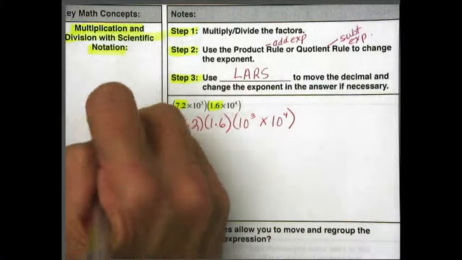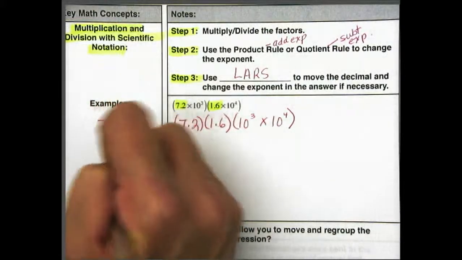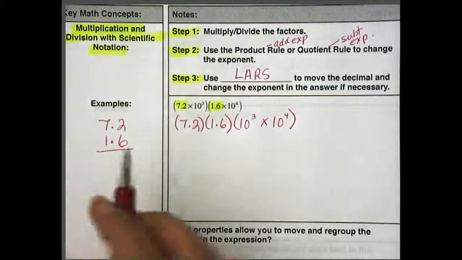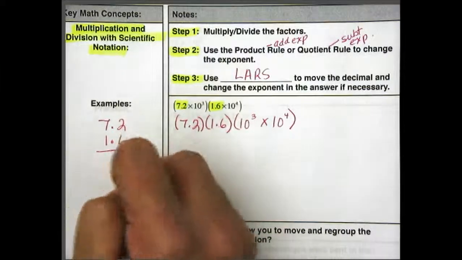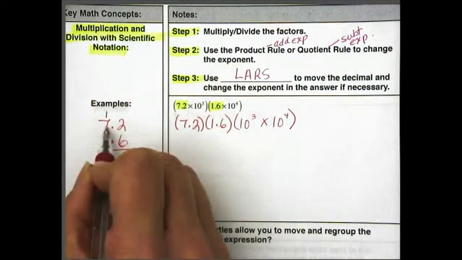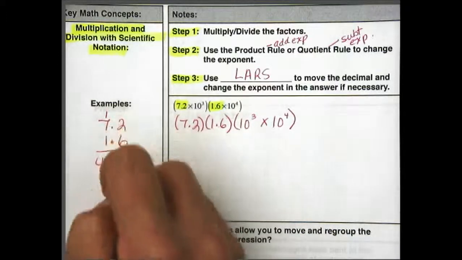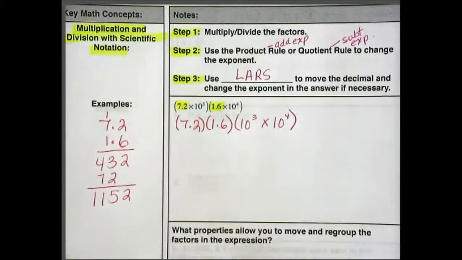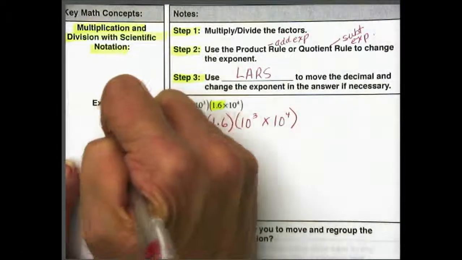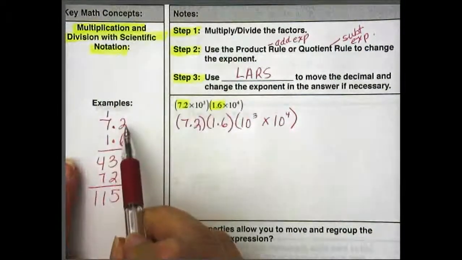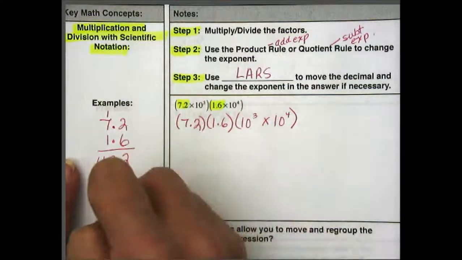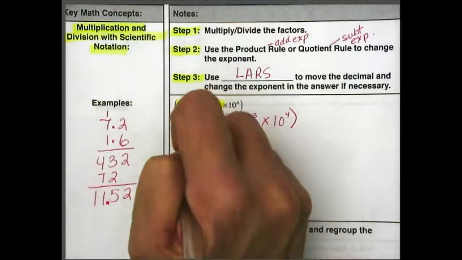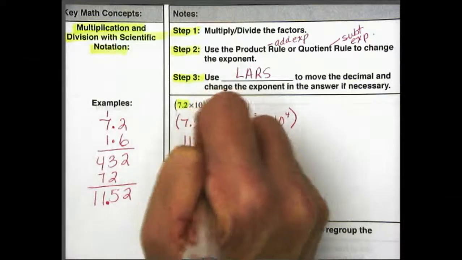All right, so 7.2 times 1.6. Now, remember when you're multiplying decimals, they don't necessarily line up. Here they did. 2 times 6 is 12. Carry the 1. 6 times 7 is 42, plus 1 is 43. 1 times 2 is 2. 1 times 7 is 7. 2, 5, 11. So we have, to the right of our decimal, up here in our problem, 2 places to the right of the decimal point, so we need 2 places to the right down here. So we get 11.52.